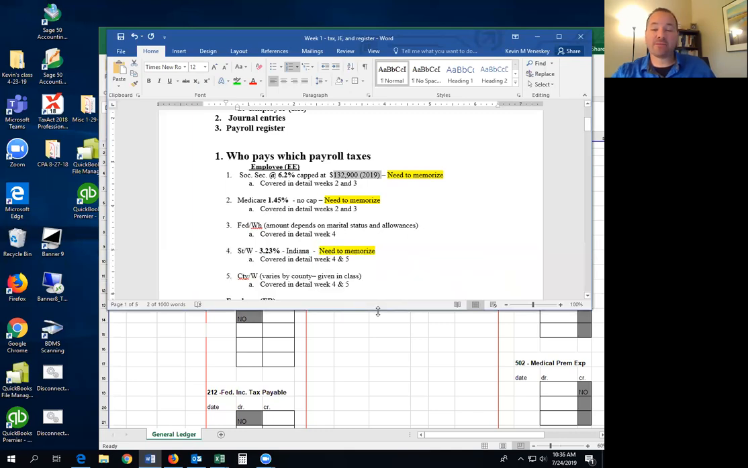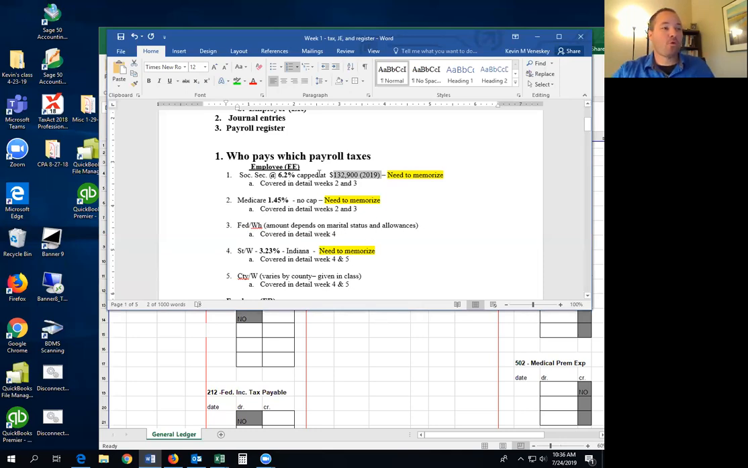The final 2 items are the state and the local taxes. Your state tax, you will need to memorize how much that is. For Indiana, that's 3.23%. It changes very rarely. It may fluctuate within a tenth or two-tenths of a percent, but not much. We're going to look at that more in weeks 4 and 5, as well as the county taxes. County taxes are based on where you actually live, so it's different per county. I will always be giving that to you in class.